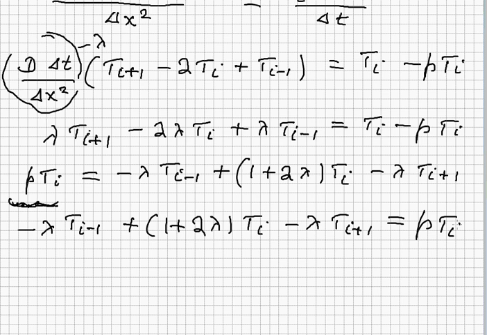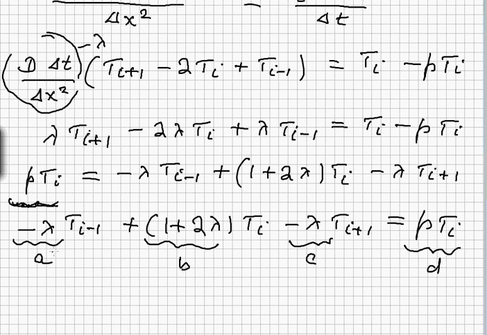It's equal to Pti. Okay. So let me continue the discussion. Now I can define this minus lambda as A, this as B, this as C, and this thing as D.